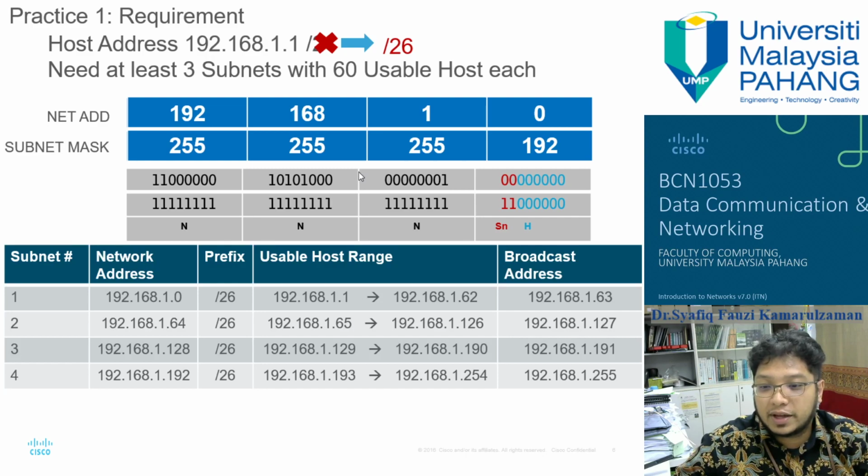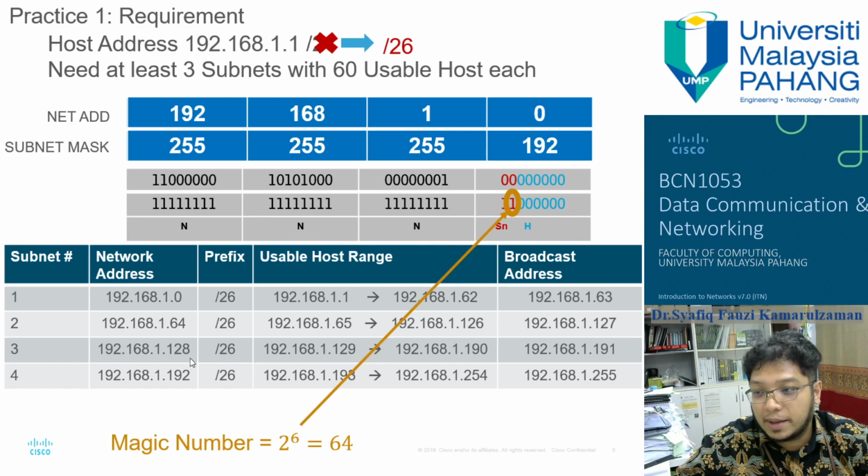Now let's take a look at your subnets. We will have 4 subnets, starting with the original 192.168.1.0. How do you get the remaining network addresses? Remember the magic number that I introduced last time. Your magic number here is the rightmost network portion, which is 2 power of 6. Starting from the right: 2 power of 0, 1, 2, 3, 4, 5, and this is 2 power of 6. So the rightmost network portion, 2 power of 6, is equal to 64.